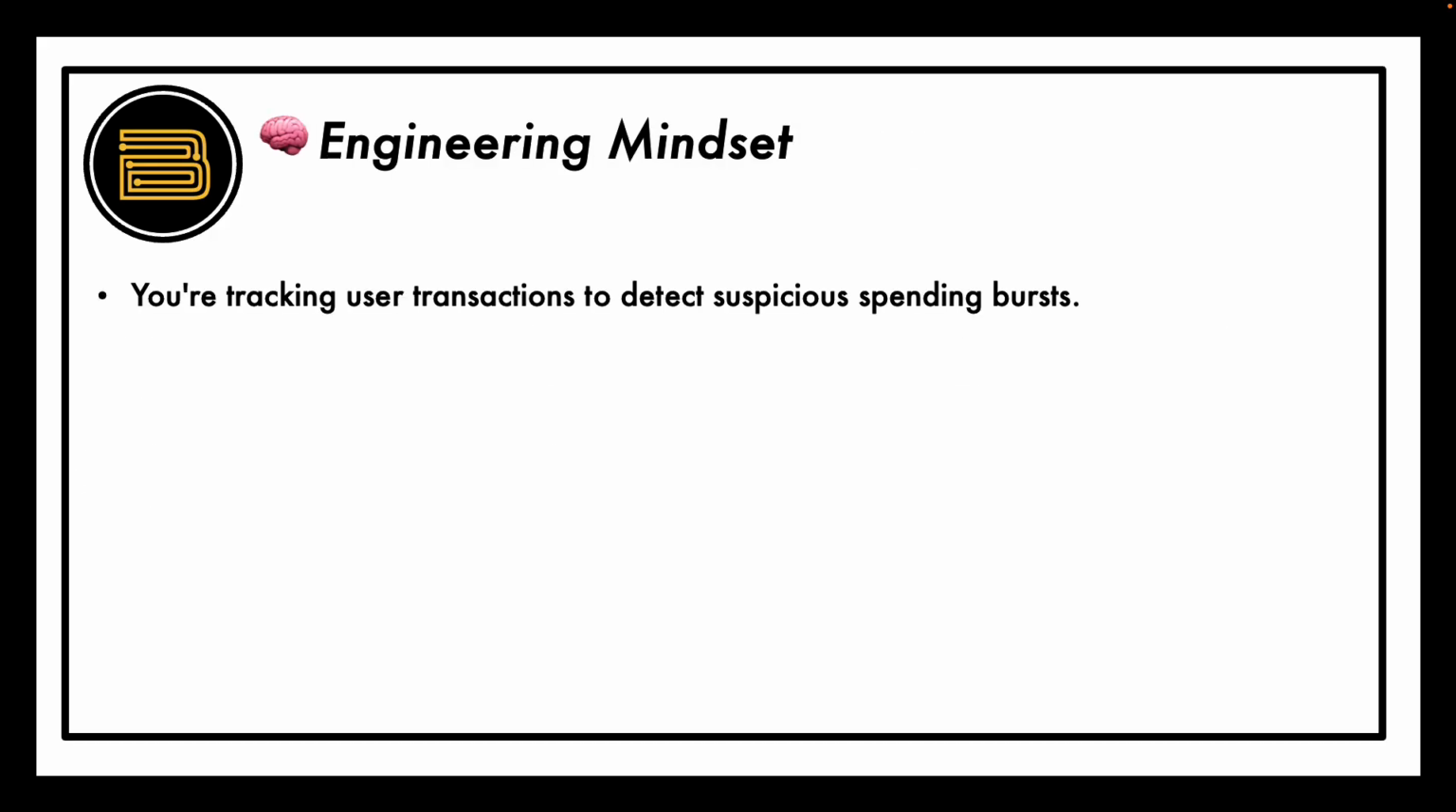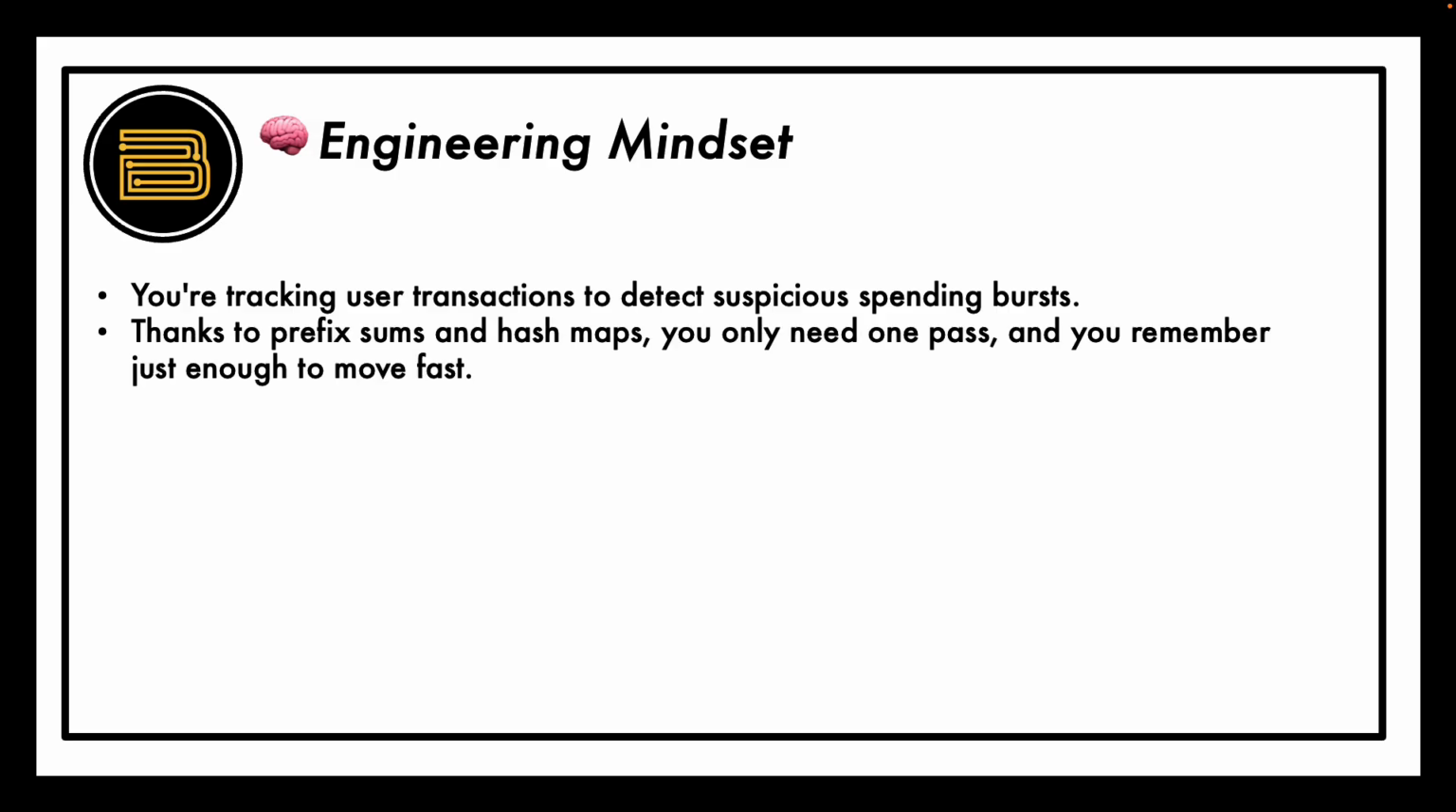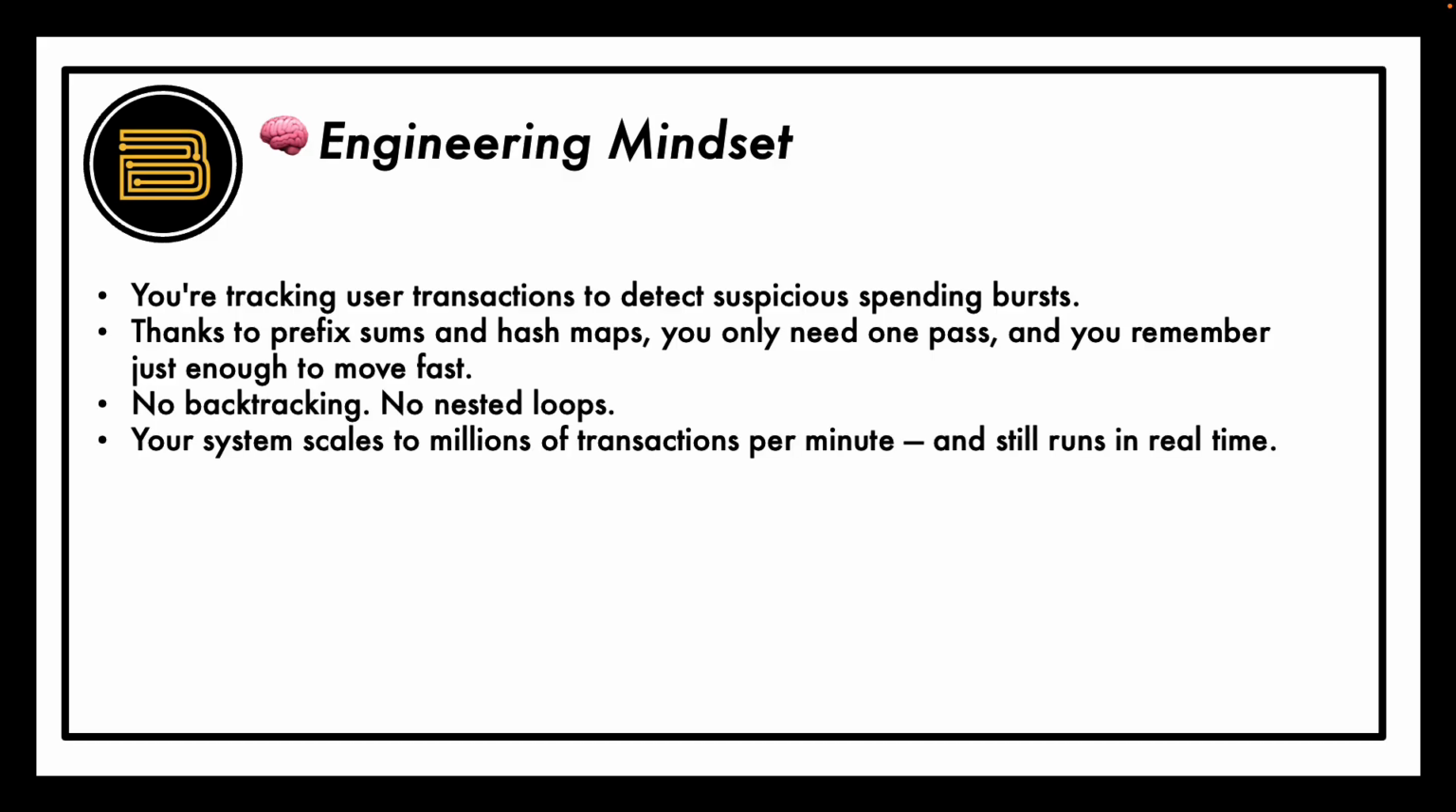Now, in terms of engineering mindset, remember, you're tracking user transactions to detect suspicious spending bursts. And thanks to prefix sums and hash maps, you only need 1 pass, and you remember just enough to move fast. No backtracking, no nested loops. Your system scales to millions of transactions per minute and still runs in real time.